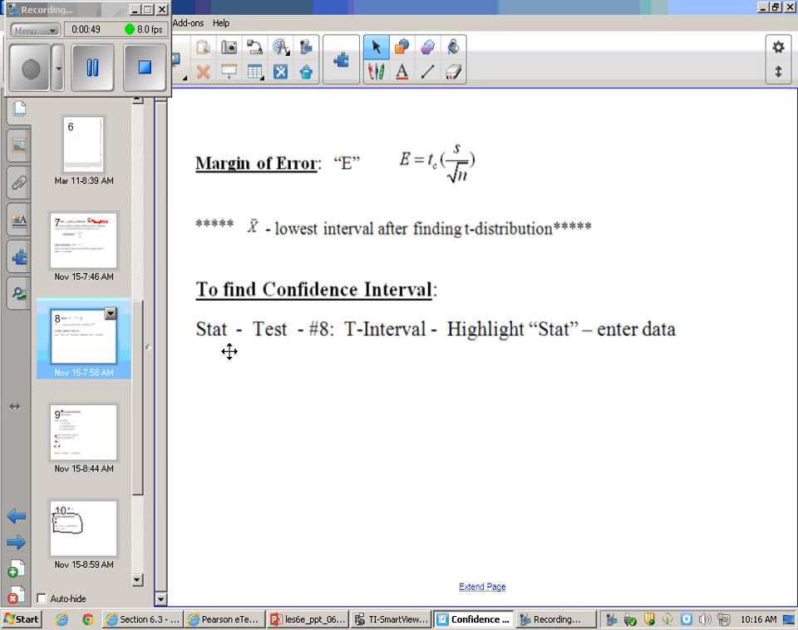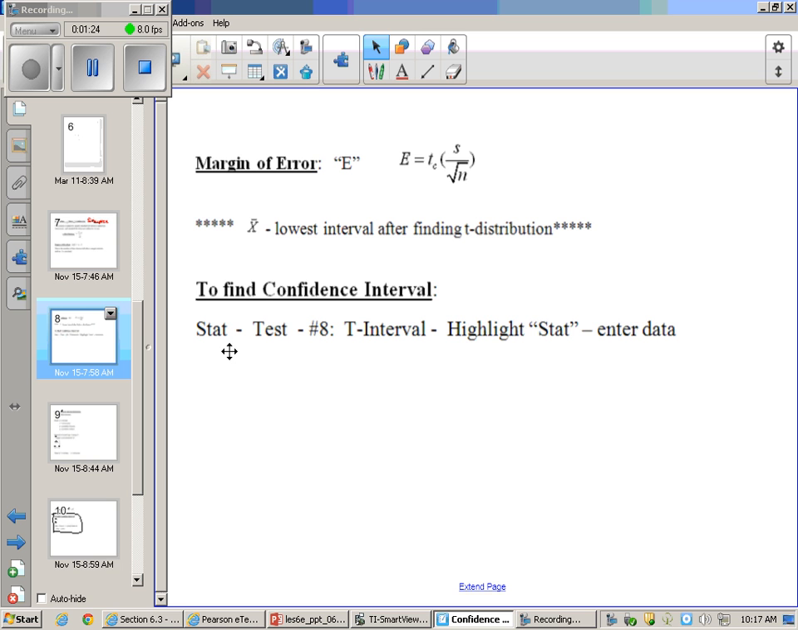The margin of error for this is E equals t for the confidence interval times s divided by the square root of n. If we do the margin of error, we would use the t distribution table, which we're not going to do. The mean is the lowest interval after finding the t distribution. Like I said, the t distribution table is in the back of the book, but at this point we're not going to pay that much mind to it. What we are going to do is find the confidence interval, which is STAT TESTS 8.